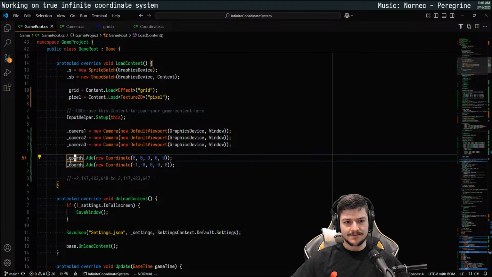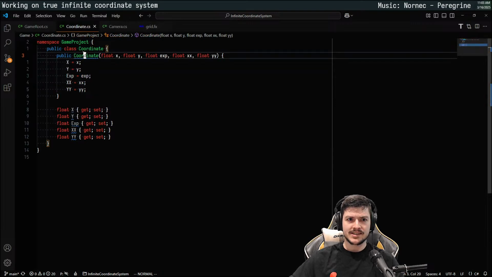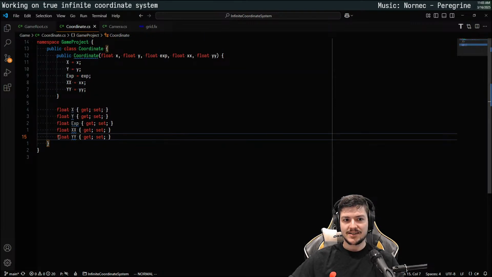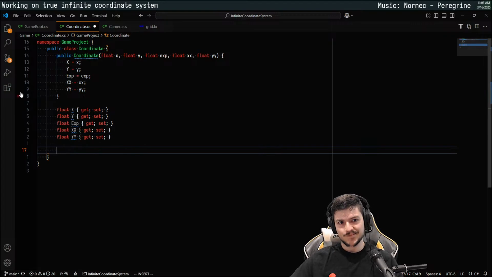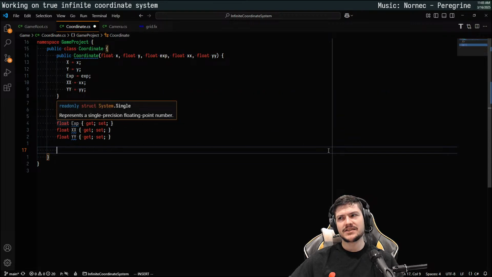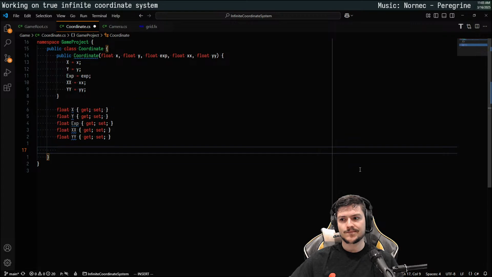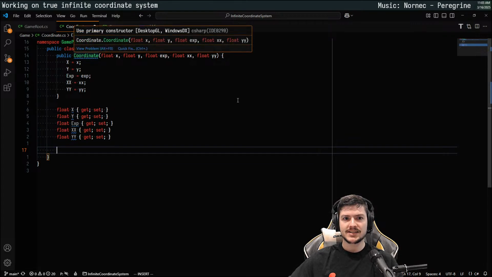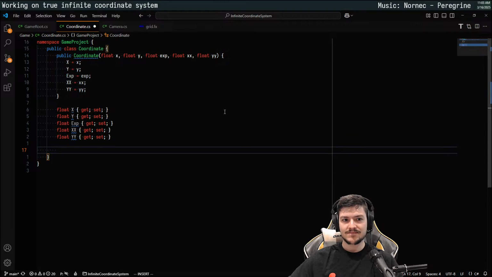Okay, with this, I guess I should code like comparison. Man, I forgot how. You need to be able to say, is this bigger? Is this smaller? I guess you also need math, like one coordinate plus another coordinate. This is hard. Man.